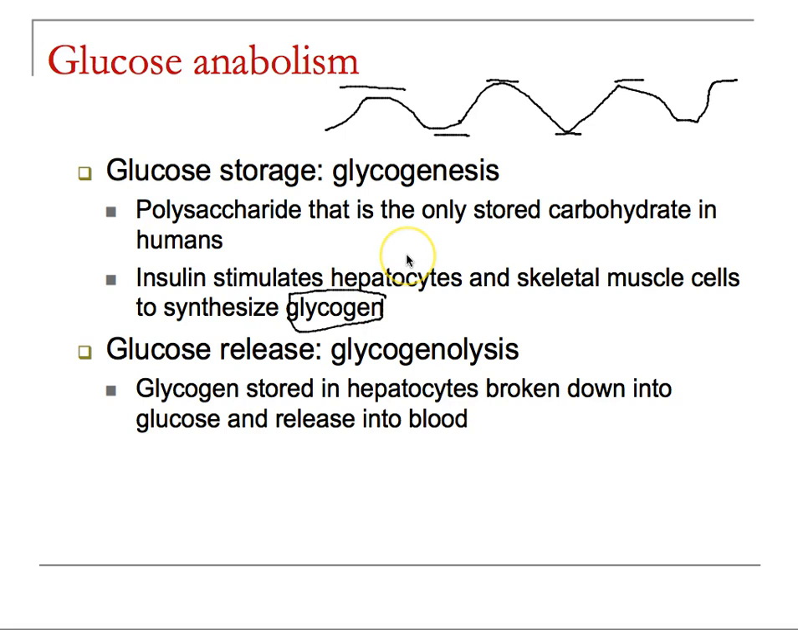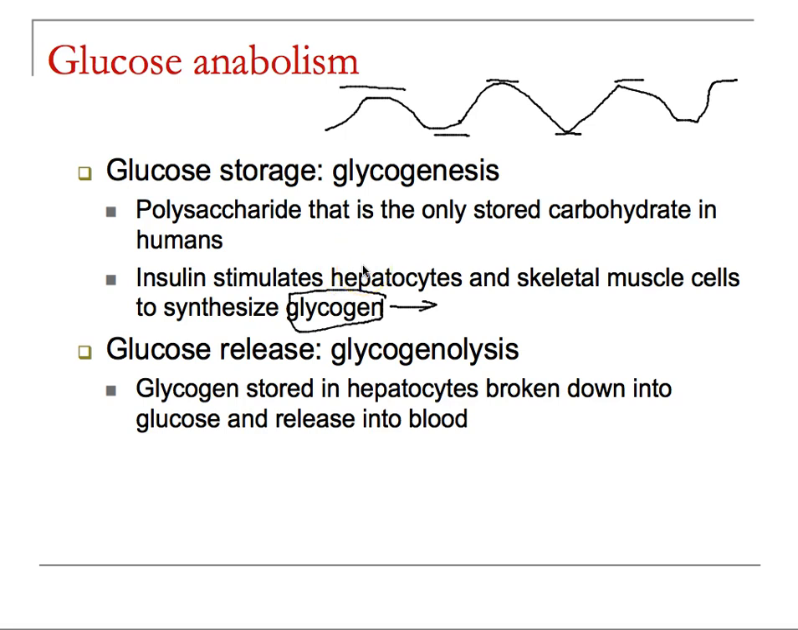Here's the difference. Hepatocytes don't need insulin to get glucose into them. Skeletal muscle cells do. If insulin is in the bloodstream at high enough concentration, what's happening is the hepatocytes are being now told to take that glucose and store it as glycogen. Okay, so it's an incredibly important difference.